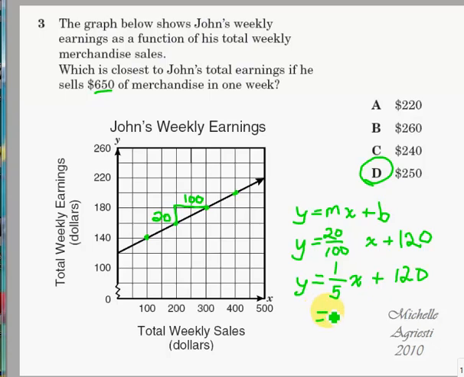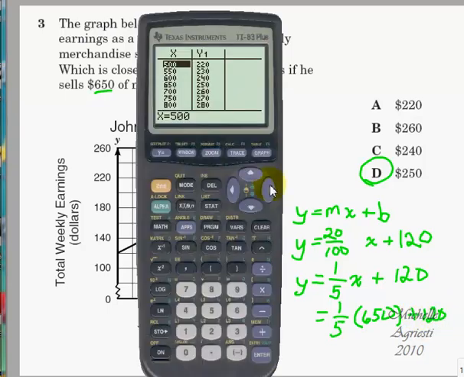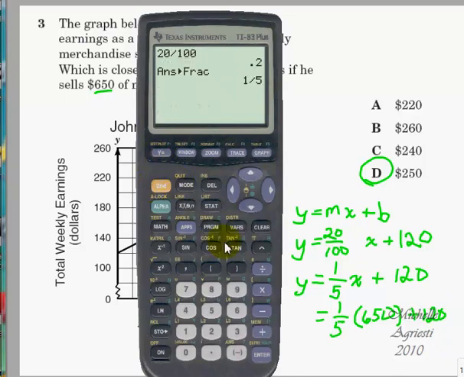And I could easily solve it right here in the equation. 1/5 times 650 plus 120. Let's bring back the calculator. So 1/5 times 650 plus 120. 250, just like the table said.